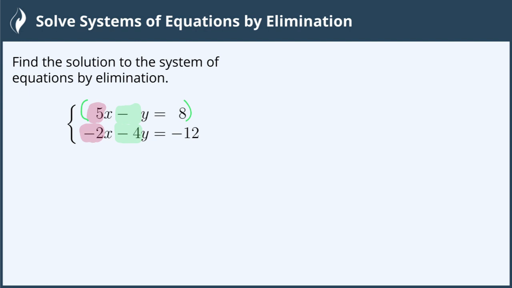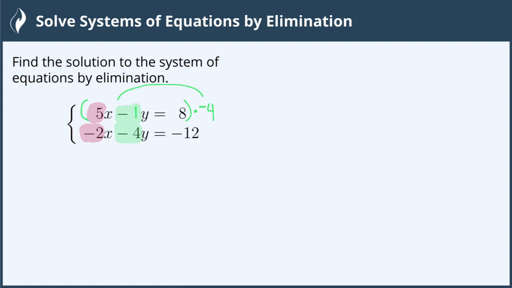So how do we make the coefficient of y match in both equations, but be opposite signs? Well, again, we have -1y and -4y. To turn a 1 into a 4, we're going to multiply by 4. But because the other equation is negative, we need this top one to become a positive. So I'm going to multiply by -4 in order for it to become a positive in the equation.